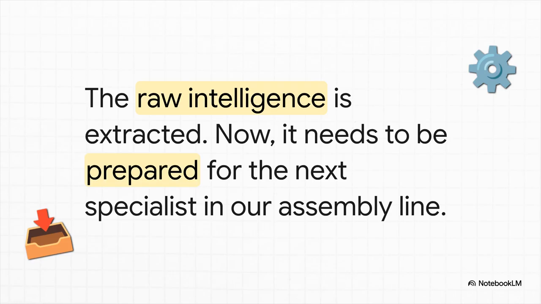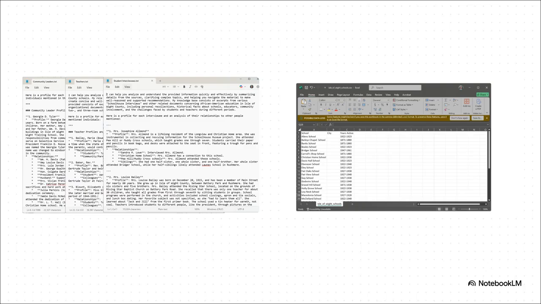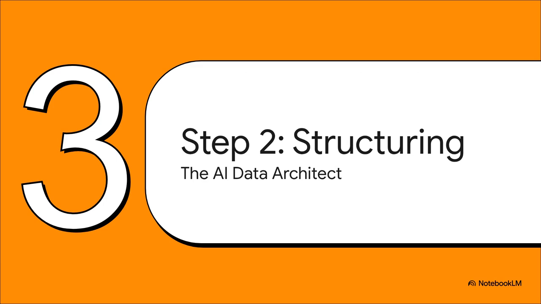So to build that knowledge web we're after, we've got to get this data ready for the next specialist on our little assembly line. So to make that handoff really clean and easy, all that synthesized information gets exported into simple, universal formats. We're talking plain text files for the profiles of all the people, and just a simple spreadsheet for the list of schools. Nice and easy.